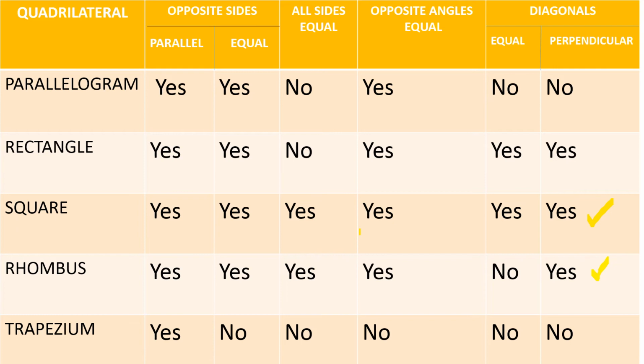Trapezium has only one set of parallel sides and no equal sides, and then no opposite angles are equal, and diagonals are not equal and not perpendicular to each other. So only for square all those conditions are true; in the remaining, diagonals or all sides may not be equal. Okay, so once again check everything.